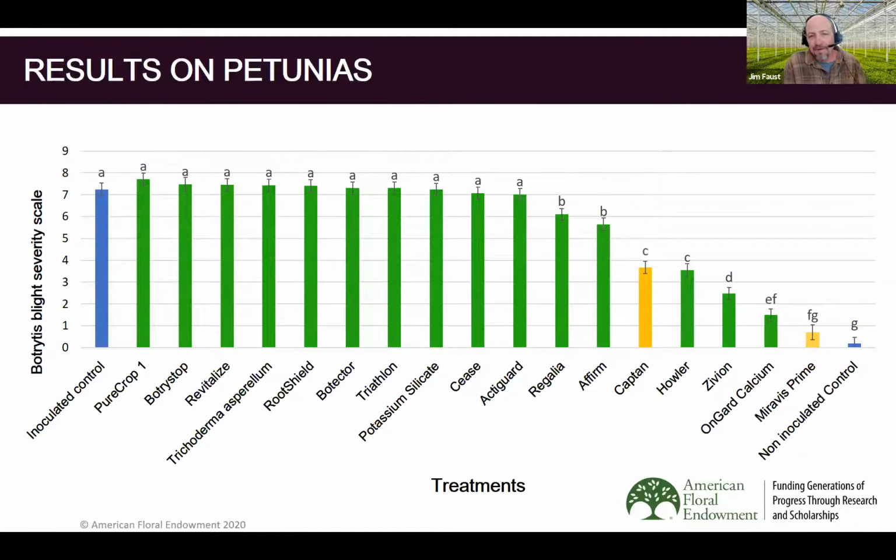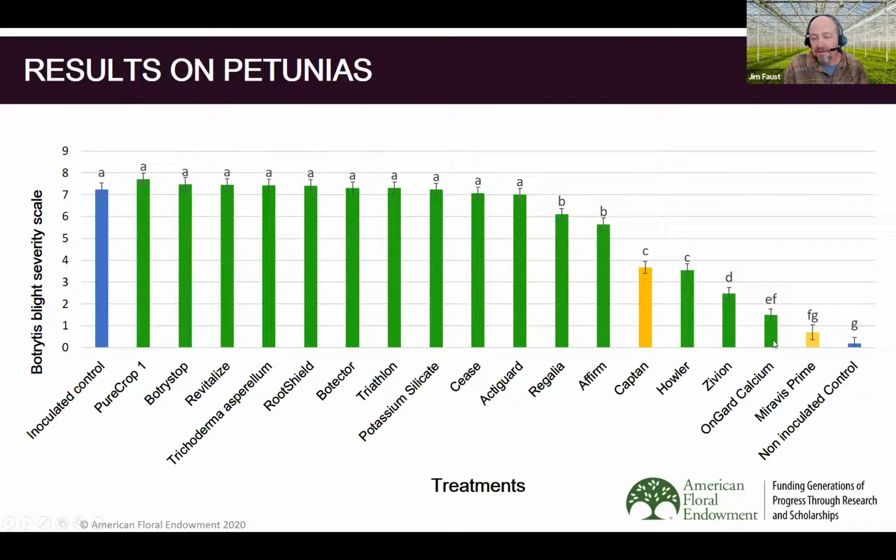Then we looked at the best performing products, and the first to point out, we have 2 fungicide control groups. So we have Captan and we have Mavrik Prime, which is pydiflumetofen, which is relatively new to floriculture. And so there's not a lot of resistance out there yet. So you can see that was particularly good. We have an uninoculated or non-inoculated control, which has essentially no disease.